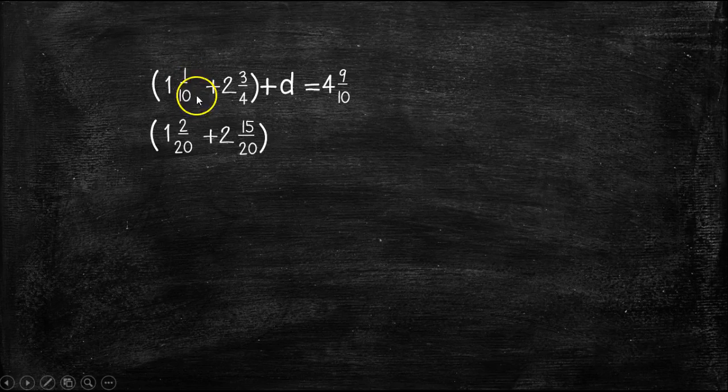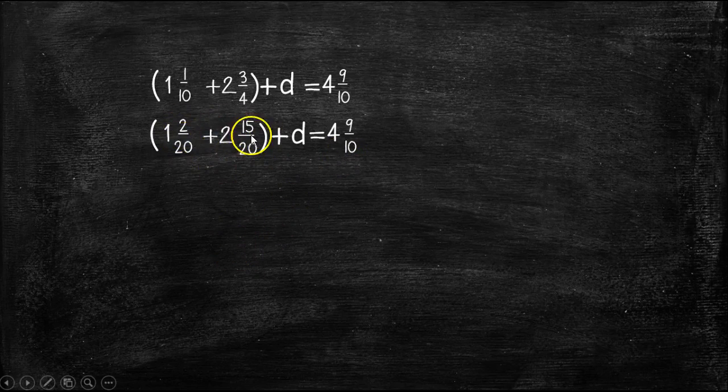So we multiply the 1 by 2, and the 2 is the new numerator. So now we're just going to bring our whole numbers down, and we have 1 2/20 plus 2 15/20, but it's still in the parentheses because we haven't completely solved it yet. And we're going to bring the rest of our answer down. Plus D equals 4 9/10.